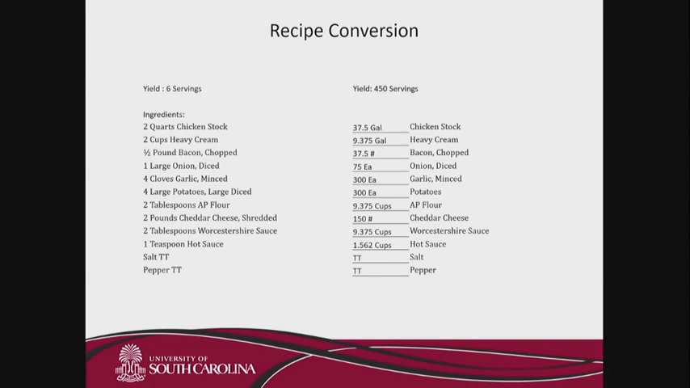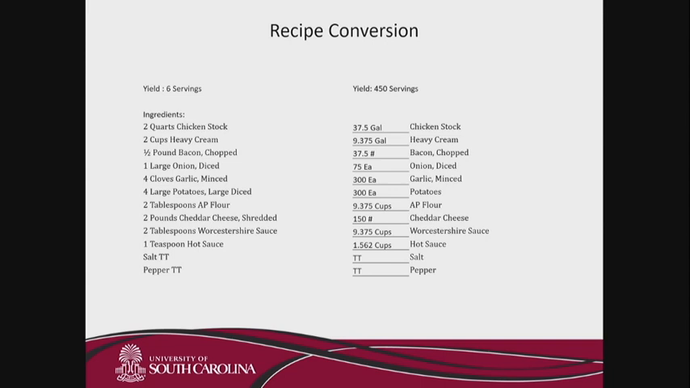So let's look at the first one. I see some confusion on faces, and that's okay. That's why I did it this way. All right, so chicken stock. Our conversion factor was 75, right? So 75 times 2 is 150, right? 150 quarts. Now I know this sounds crazy. This sounds like there's no way that you're making this much, all right?